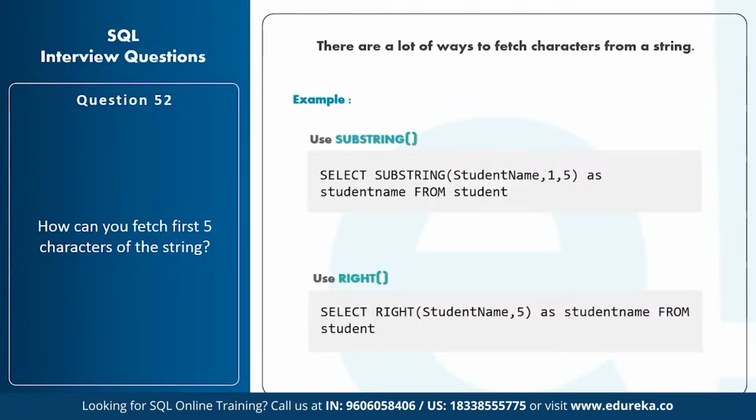Similarly, when you use the write statement, you can use a statement like: select write(student name, 5) as student name from student, right? With this query, again, the first 5 characters of each and every student name from the student table would be retrieved. So that's how, guys, you can fetch the first 5 characters of a string, either by using the substring statement or the write statement.